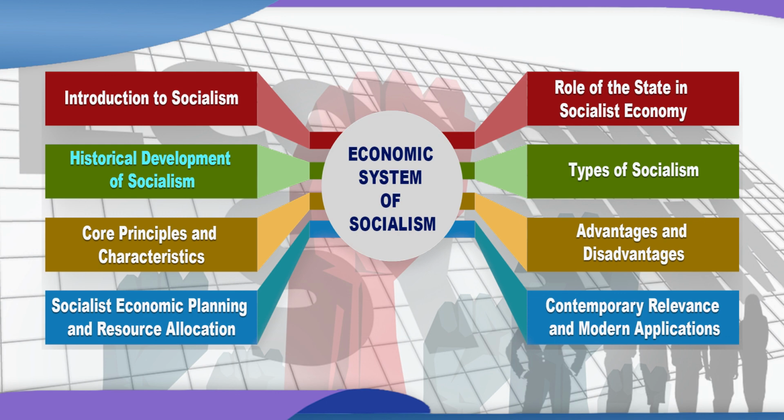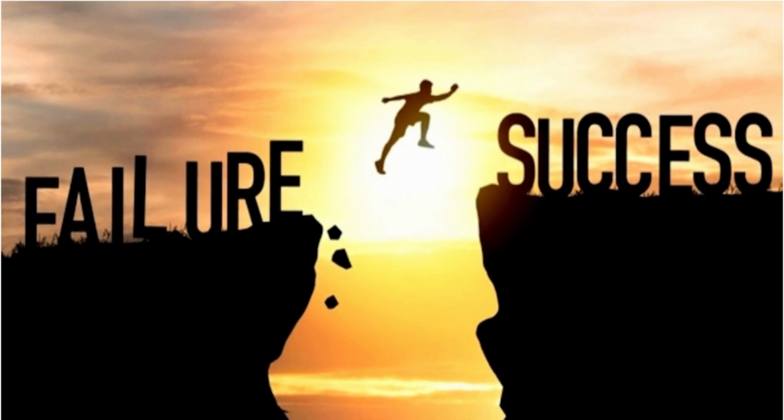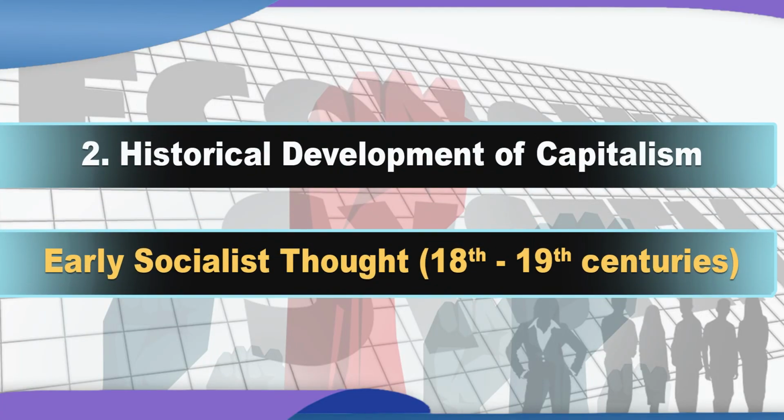Let us now look at the historical development of socialism. The development of socialist thought and practice spans over 2 centuries, evolving from theoretical writings to real-world interpretations and implementations with varying degrees of success and failure. Early socialist thought was seen in the 18th and 19th centuries.